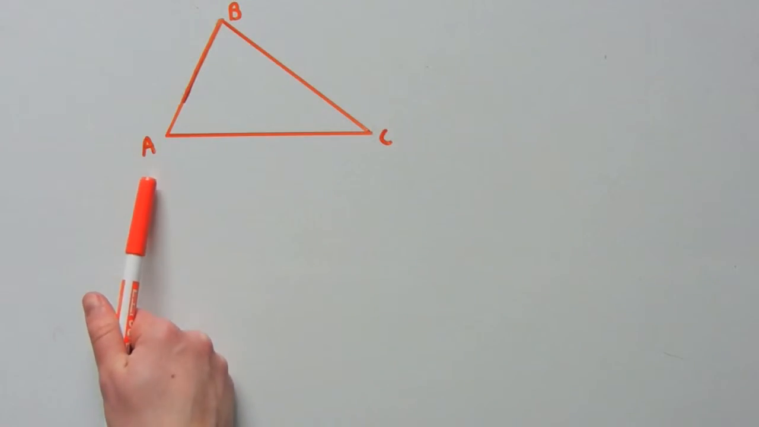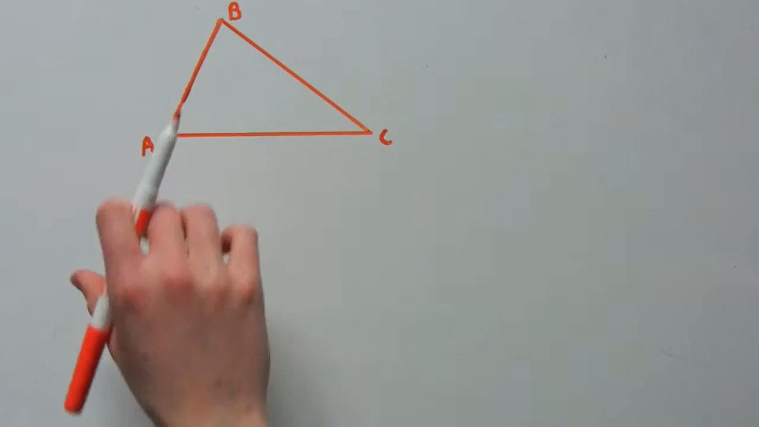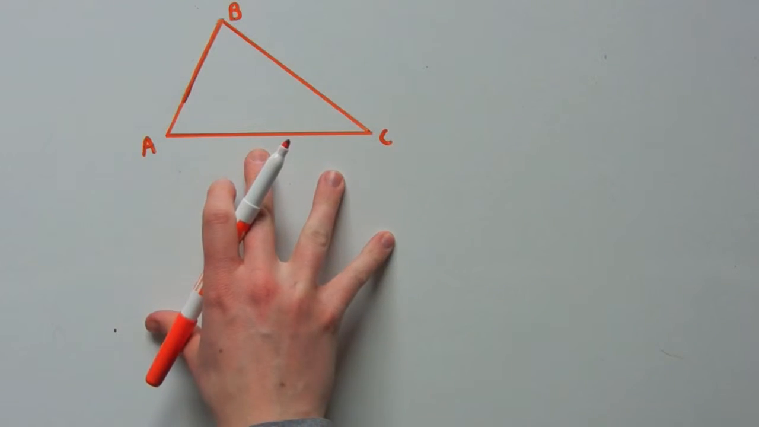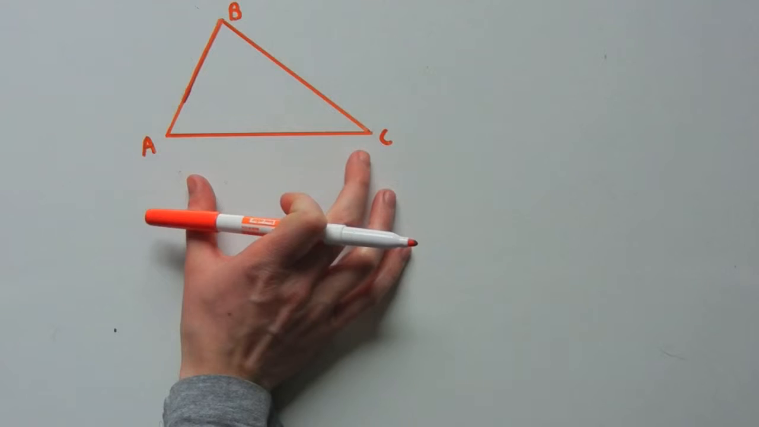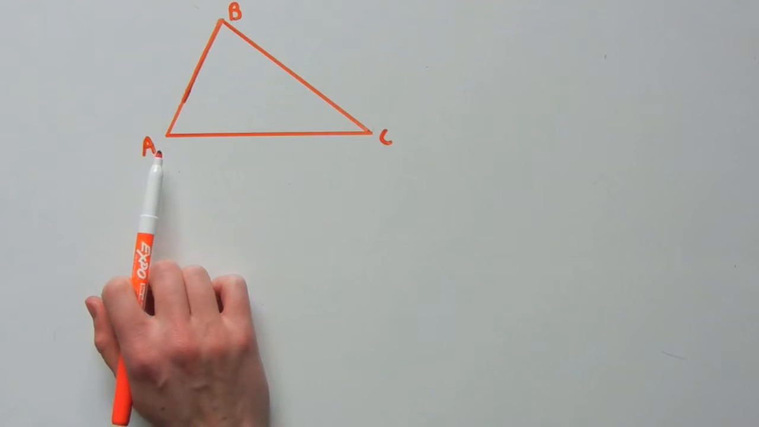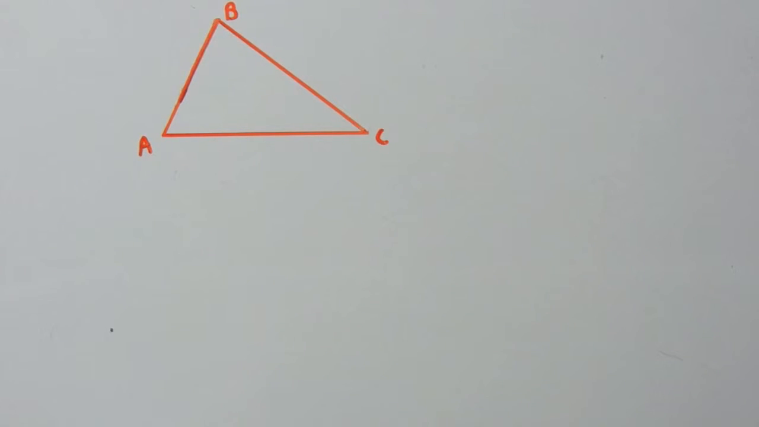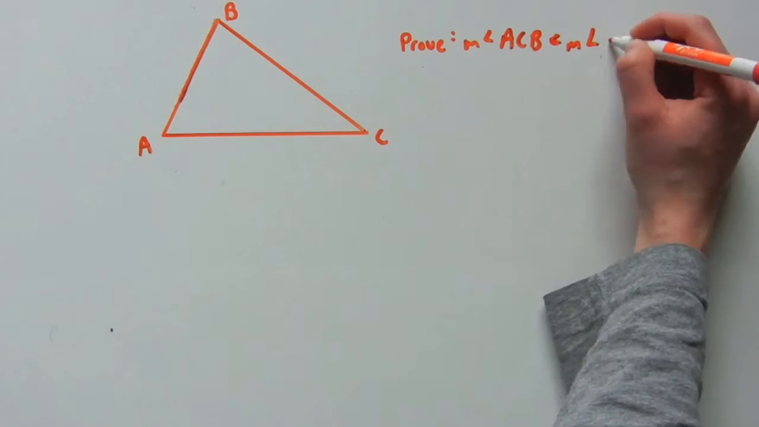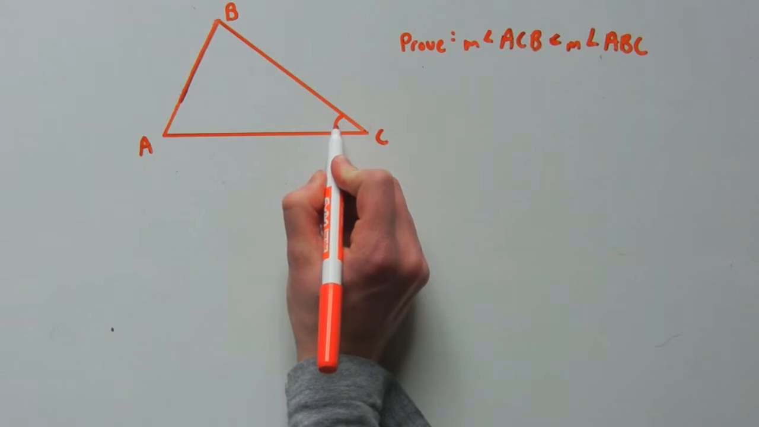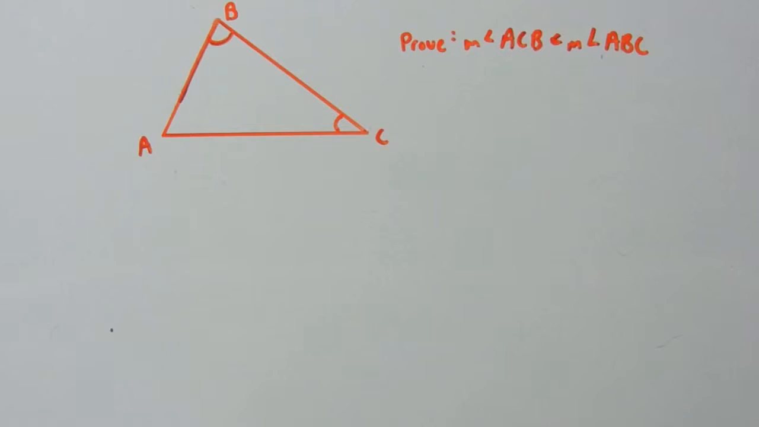Here I have a triangle ABC, and I'm trying to prove that given two sides of this triangle, let's say side AB and side AC, since they're not congruent, then whatever side is longer, which we can see is AC, that means that this angle ABC will be greater than this angle ACB. So let me write down what we're trying to prove. We're trying to prove that the measure of angle ACB is going to be less than the measure of angle ABC, and let's do a two-column proof.